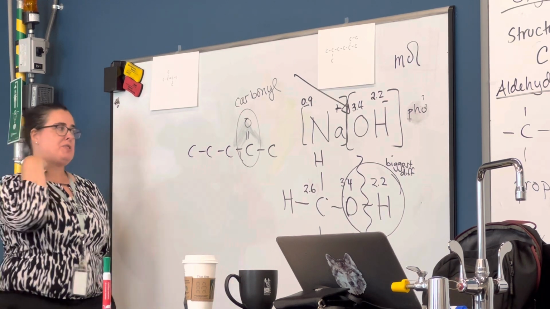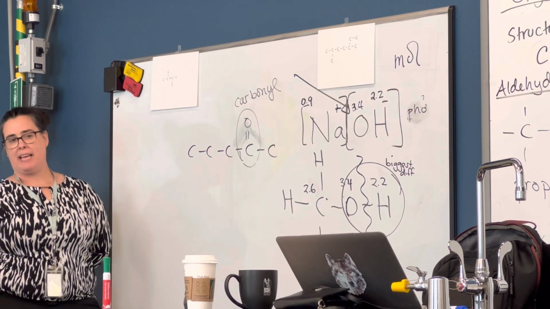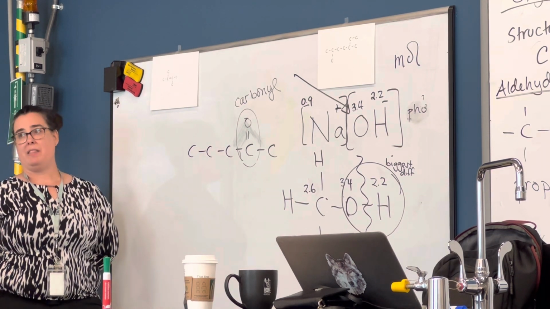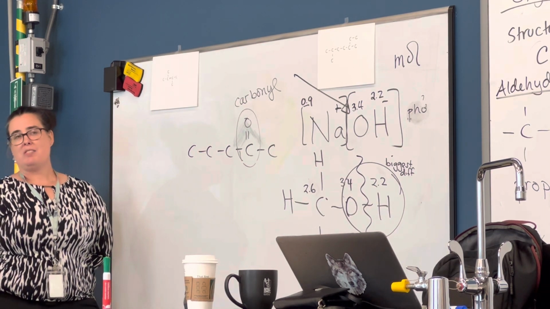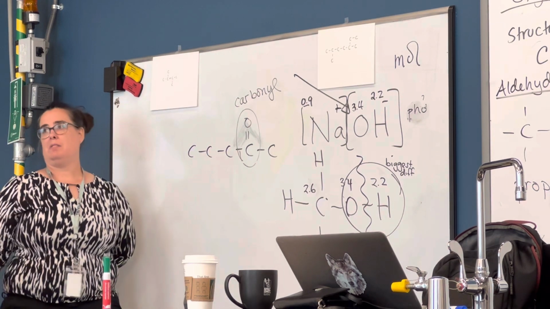My friends were counting this. They found that the longest chain was 5, so they thought this was a pentane. Then they were going to shove an -one on the end because it was a ketone. So this is a pentanone. The question is, are there other pentanones?